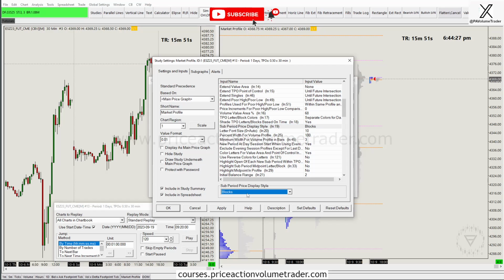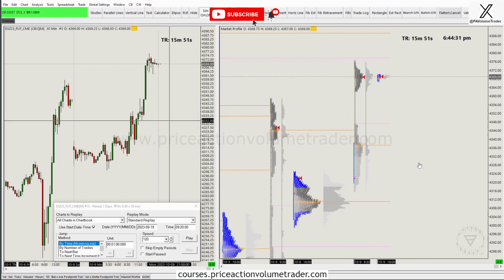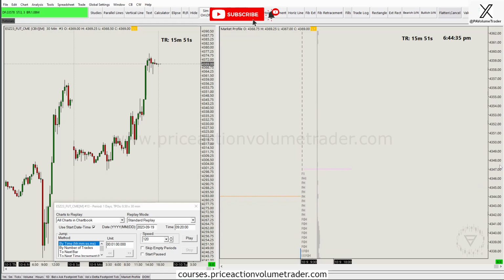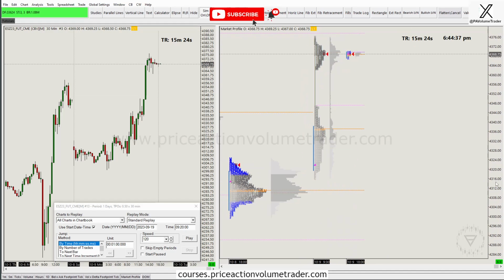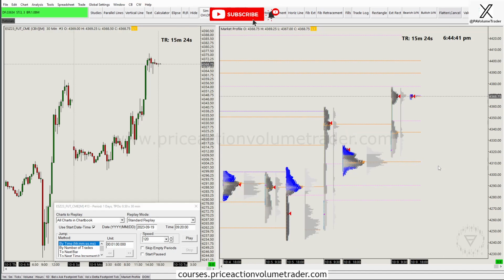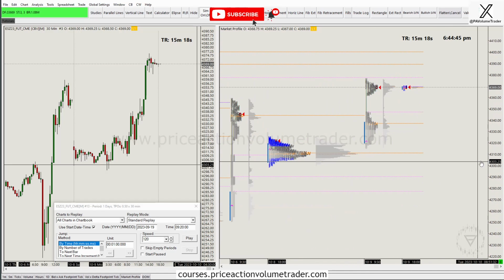And right here, I'm going to change this to letters, apply. And now you can see all these profiles are made up of letters. And you're going to hear a lot of market profile traders talking about A period, B period, C period. So that's what all those mean.